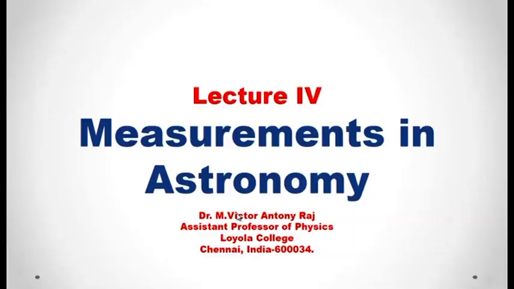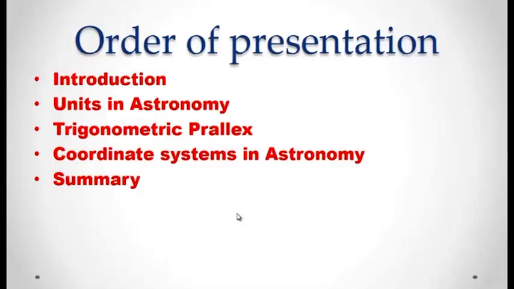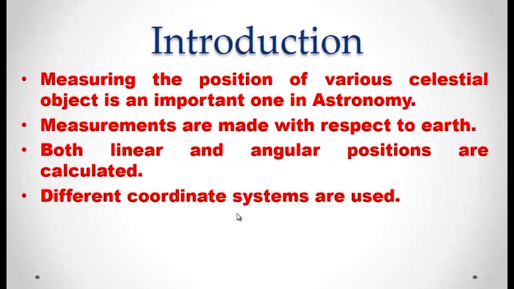Welcome to DTH channel, lecture 4 in Astronomy and Astrophysics. This lecture is about measurements in astronomy. I am going to present this lecture in the following way: introduction about measurements, units used in astronomy, the trigonometric parallax method used to measure the distance of different objects in the celestial body, coordinate systems used in astronomy, and finally summarizing the discussions we are going to have.